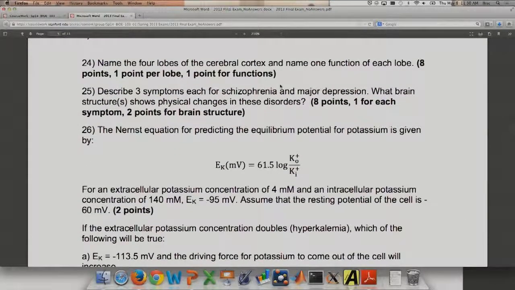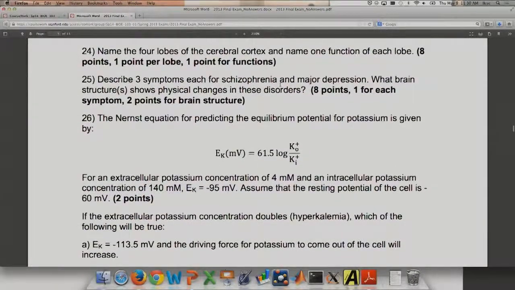Name the 4 lobes of the cerebral cortex and 1 function of each. You want to take turns and do it? Someone say 1. Perfect, okay. So if you wrote occipital and vision, you would get full credit for this. That's why these questions are kind of, you have to write something, but not essays. We don't expect you to write large words. Occipital, vision would give you 2 points. Anyway, next one.